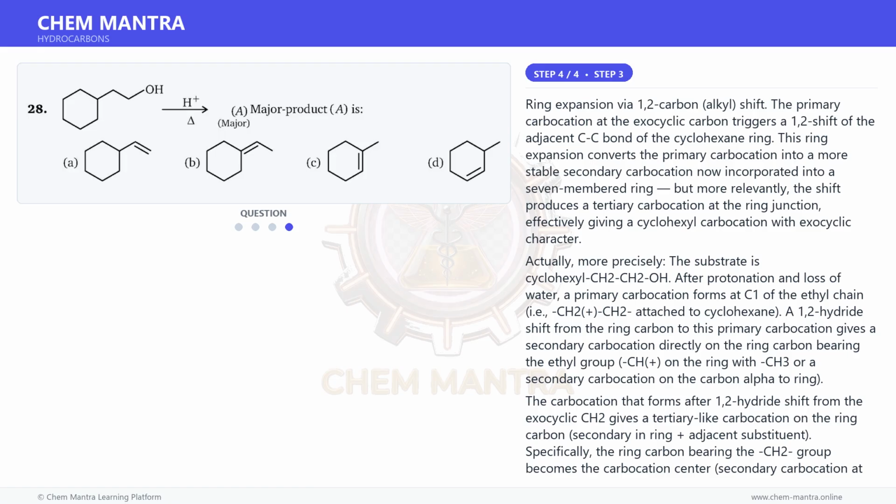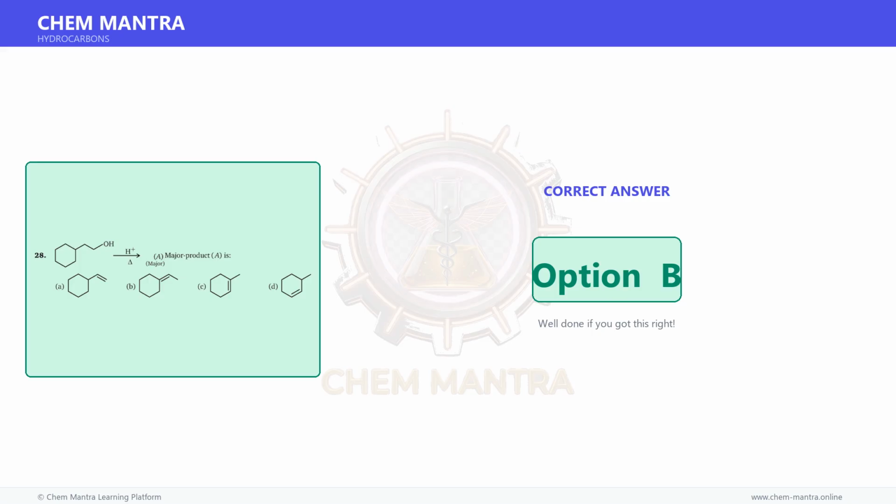The major product is 1-ethylidenecyclohexane, cyclohexane ring with =CH-CH3 exocyclic double bond, option B, because the 1,2-hydride shift converts the primary carbocation to a secondary ring carbocation, and subsequent E1 elimination gives the more substituted exocyclic trisubstituted alkene. Therefore, the correct answer is B. Therefore, the correct answer is option B.